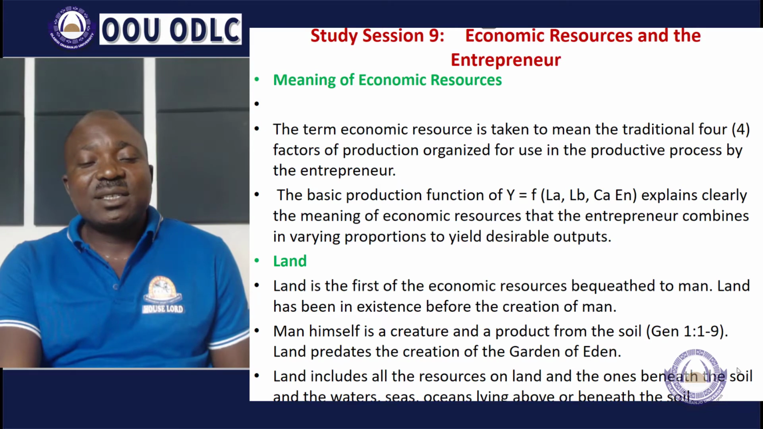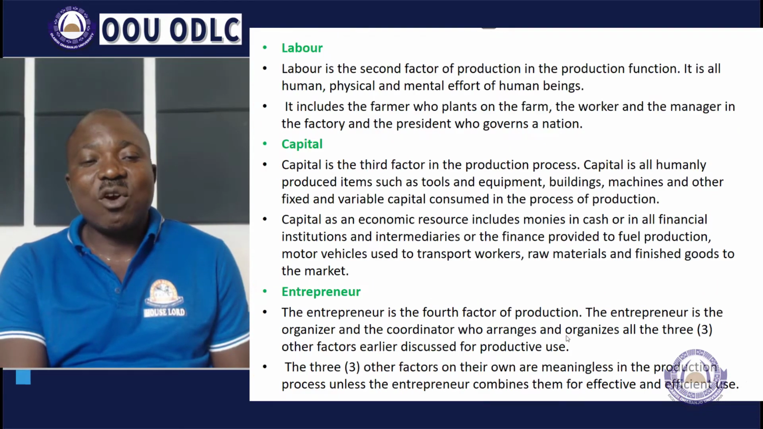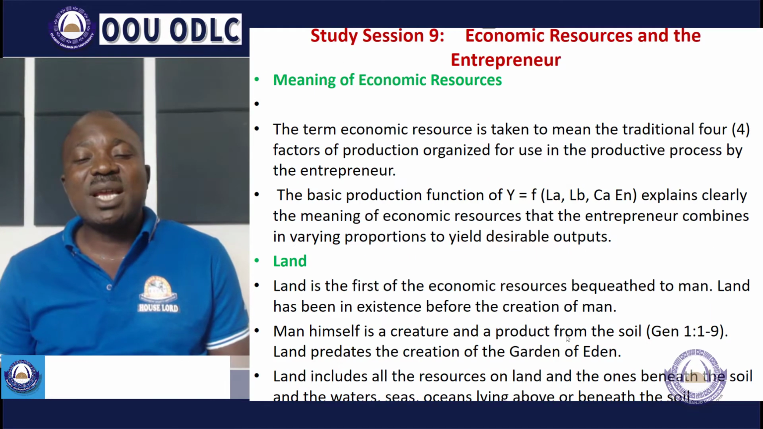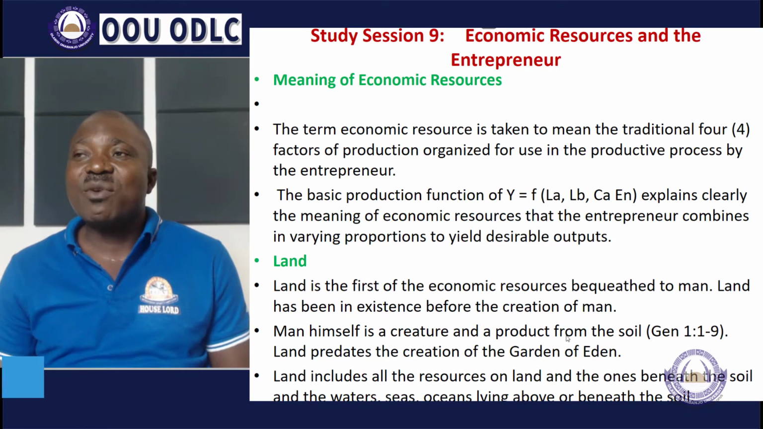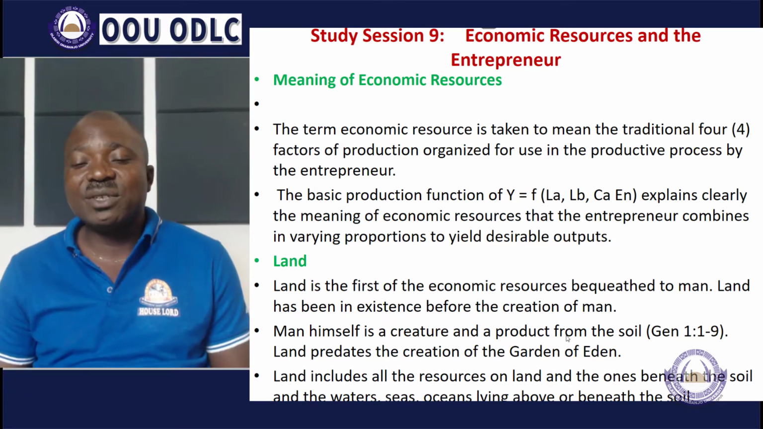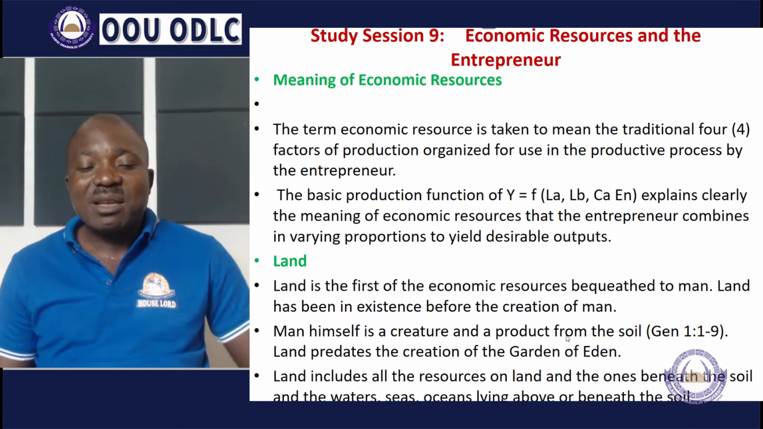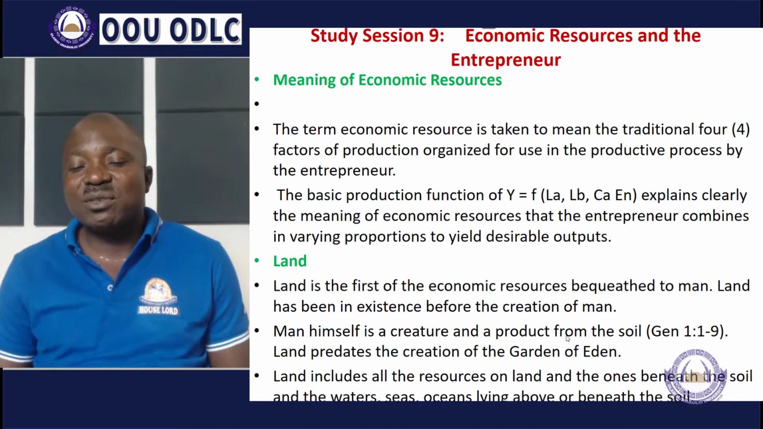By land is meant the factor of production that is bequeathed to man by God. It is believed that land itself predates the advent of human beings on the planet Earth. Before God created Adam and Eve in the Garden of Eden, God created land. Land has been in existence before the creation of human beings. Man himself is a creation and a product from the soil.